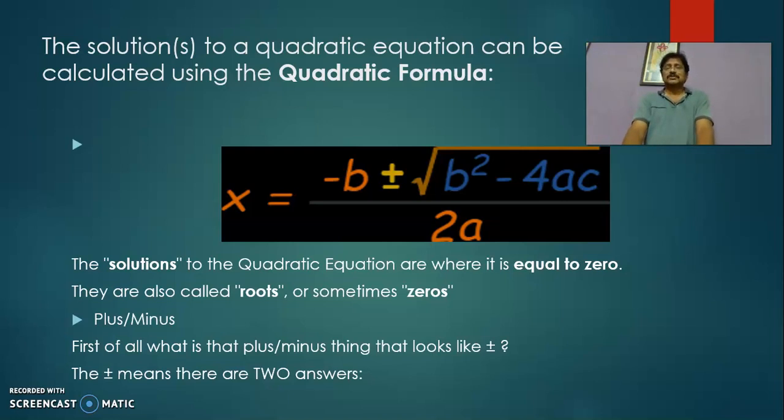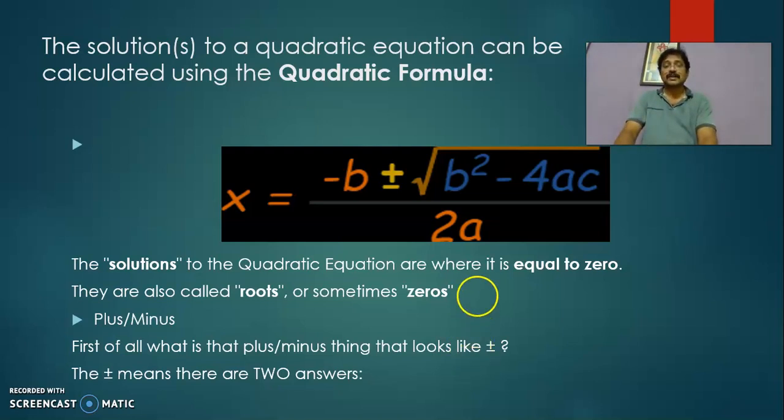But in Telugu medium, there is no difference, because we simply call it Bahupadi Sunyam for polynomials and simply Moolam for a quadratic equation. There is no confusion. The words are completely different. But here, we can say root only. That's very important.